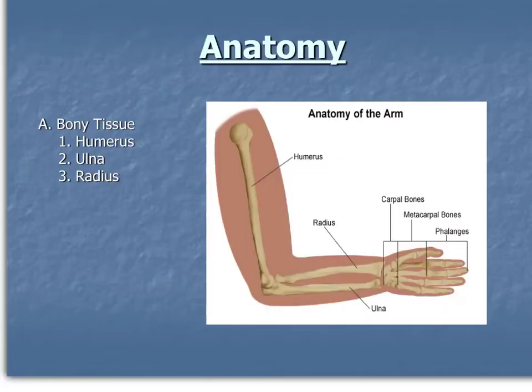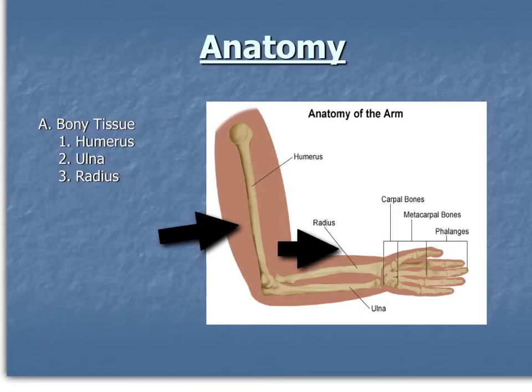Today we'll be talking about the elbow and its structures. We have three major structures when it comes to bones of the upper arm. The first one is the humerus. Second one is the radius. And the third one is the ulna. Now, in anatomic position, the radius is on the lateral side and the ulna is on the medial side.